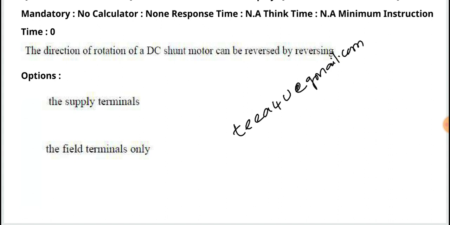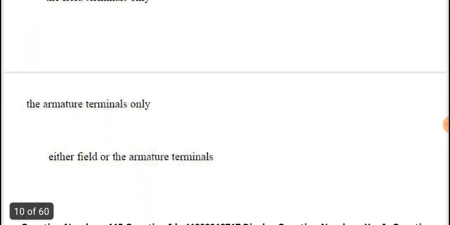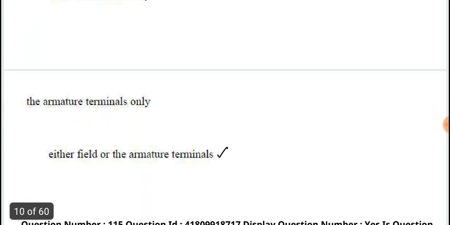Now, the direction of rotation of a DC shunt motor can be reversed by reversing? For a DC shunt motor, torque is proportional to phi into Ia. Either you can change the flux or you can change the current, but not both. That means either you can change the supply terminals or the field terminals, but not both. So either you change the field or the armature terminals is the correct answer here.